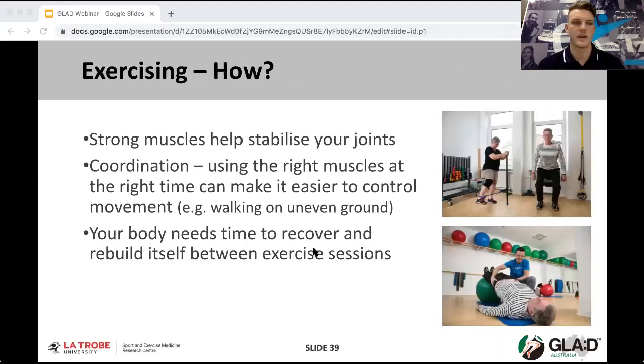So how should we be exercising? Having strong muscles helps stabilize the joints and improves your confidence to complete activities you need or want to complete. Using the right muscles at the right time with appropriate force makes it easier to control your movements and complete functional tasks. It's important to give your body time to recover and rebuild itself between exercise sessions as well. So rest is definitely a major component of the GLAD program as well. And this is why our 2 exercise classes will be spread out over the week.